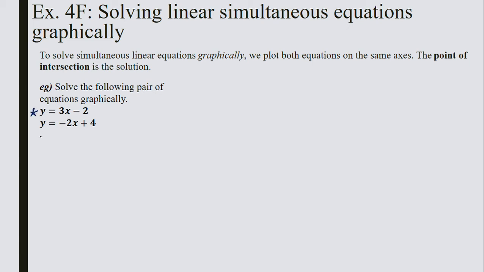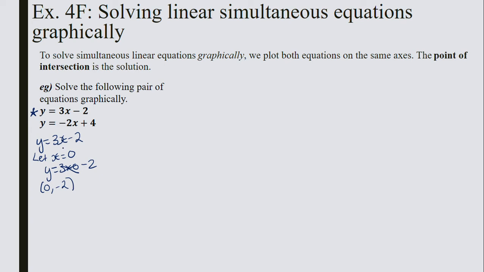So, dealing with the first equation, y equals 3x take 2. You might remember from a previous exercise, to plot this graph, we need 2 points. So, I always like to substitute in x equals 0. When x equals 0, y equals 3 times 0 take 2. Obviously 3 times 0 is just 0, so we get y equals negative 2. So here is a point on our graph.